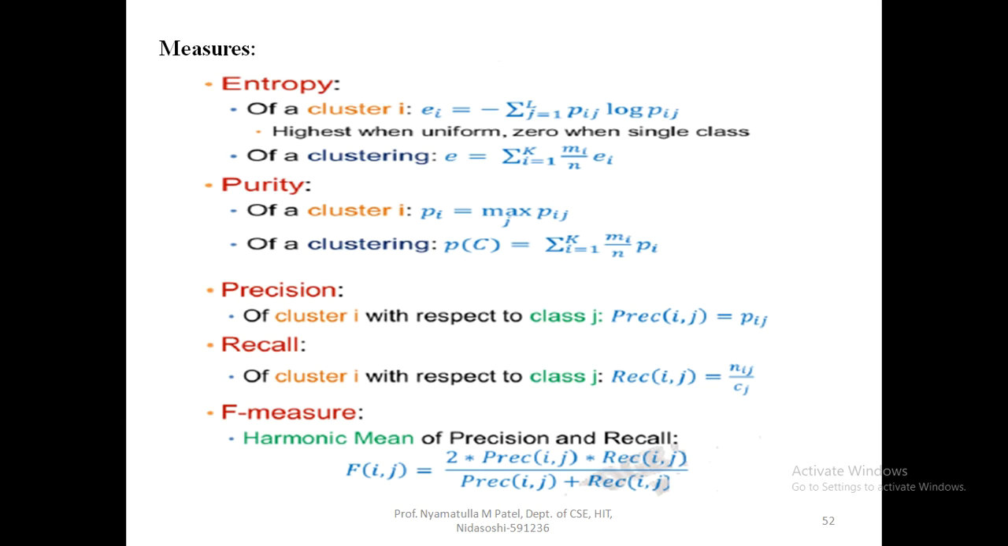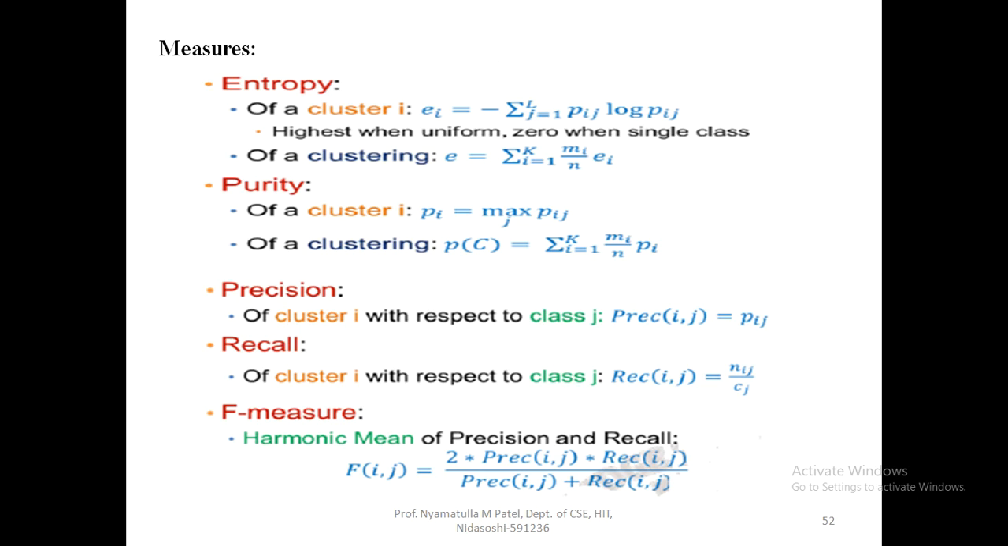Now, precision of a cluster i with respect to the class j. Errors between the two different clusters should be removed, okay, so the two clusters should be distinct from one another. So, precision of a cluster i with respect to class j is precision_ij, equal to P_ij, and recall of a cluster with respect to class j is recall_ij, equal to n_ij by C_j, and F-measure is the harmonic mean of precision and recall.